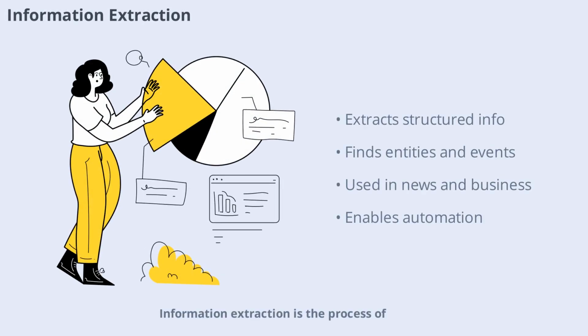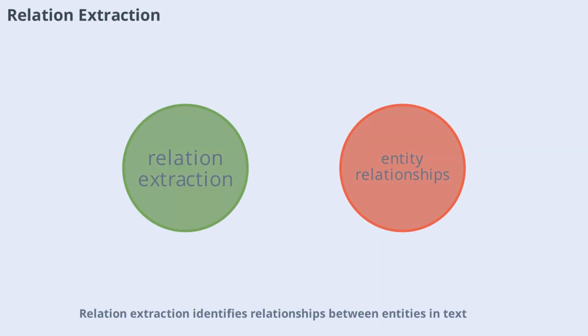Information extraction is the process of automatically pulling structured information from unstructured text. This includes identifying entities, relationships, and events. Information extraction is used in news aggregation, business intelligence, and knowledge graph construction. By turning raw text into structured data, NLP systems make it easier to analyze and use information for decision-making and automation. Relation extraction identifies relationships between entities in text.